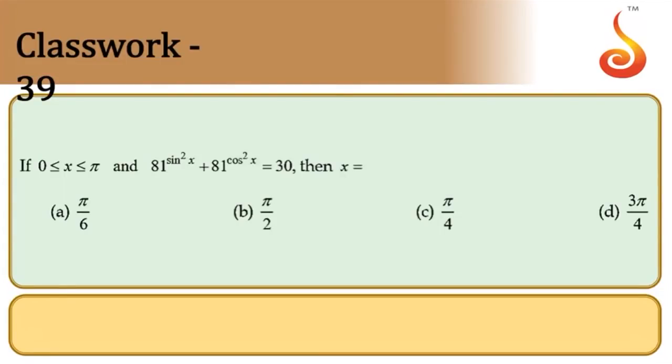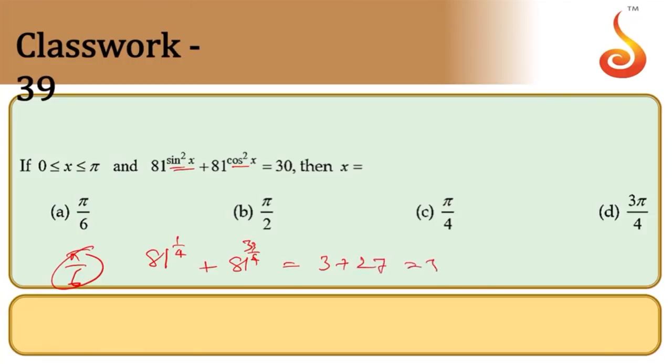So the answer is equal to 3 pi by root 2. Next, in the same way, when I substitute pi by 6 here, it is 81 to the power of 4. Sin pi by 6 is nothing but 1 by root 2, nothing but 1 by 4. Plus 81 to the power of 4. Cos pi by 6 is root 3 by 2, you will be getting 3 by 4.